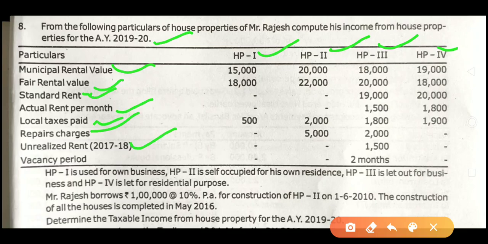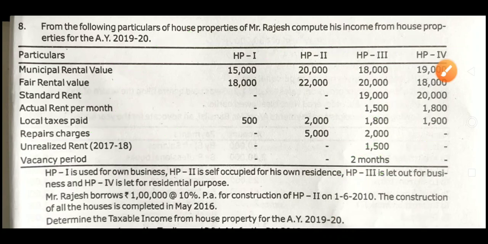And the vacancy period is 2 months for house property 3, and for other house properties the vacancy period is nil. So vacancy period loss has to be calculated by multiplying with actual rent. So actual rent 1500 for house property 3, multiply with 12, you will get the vacancy period loss.